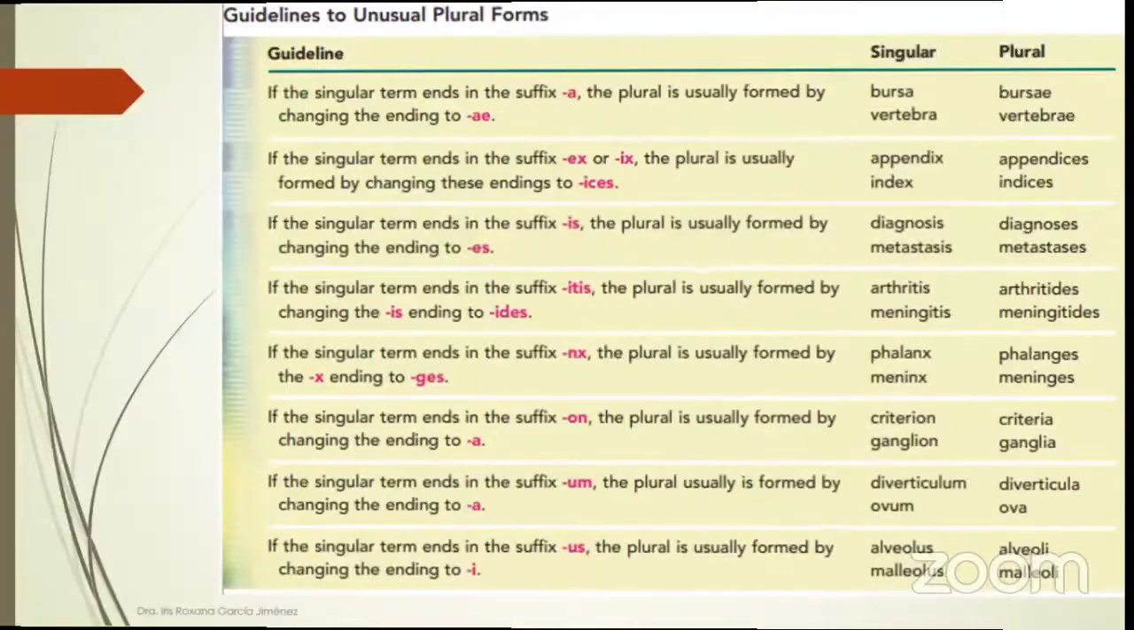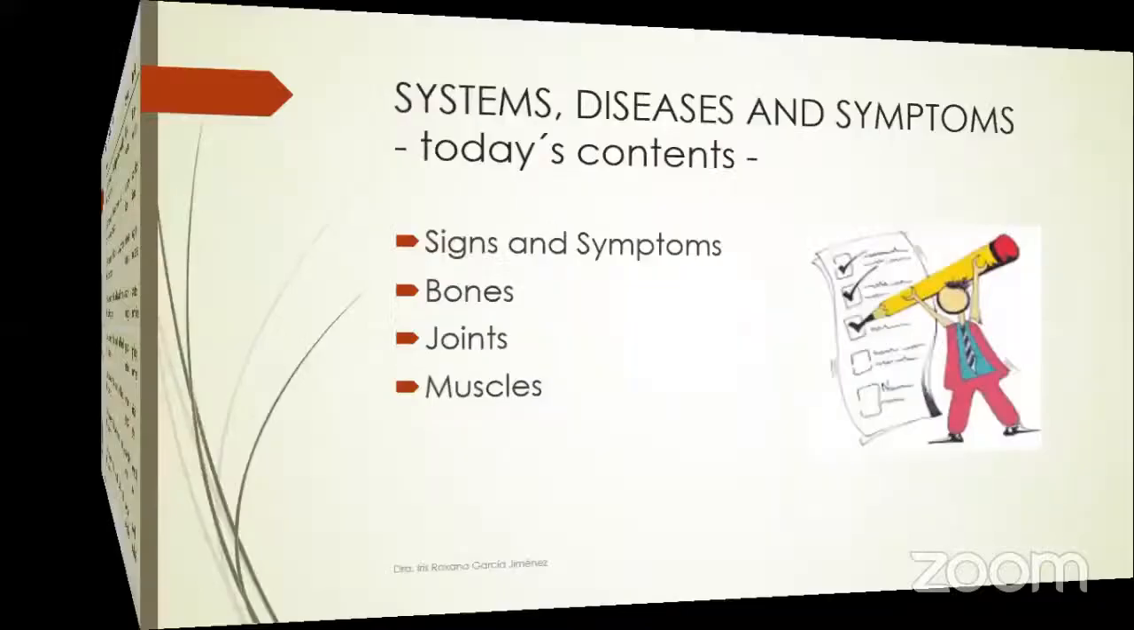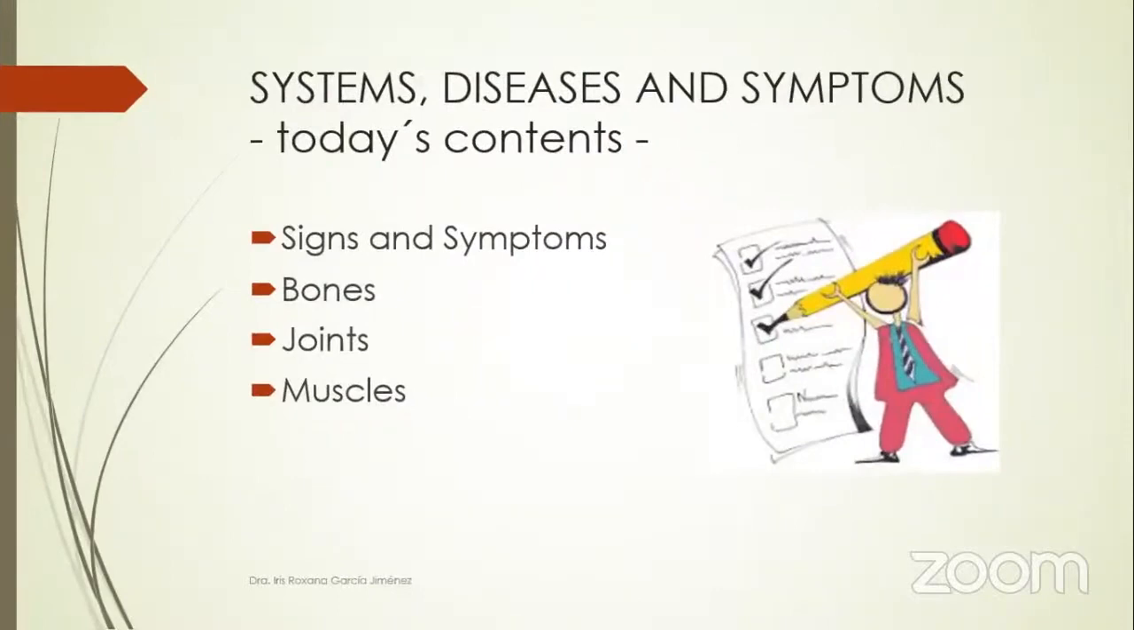As I was telling you, well, this is just an introduction, the most general ideas, the most important in my opinion. And now let's go to the topics that we must study today. Our content is signs and symptoms, a very general view of this, the general signs and symptoms for almost all the diseases we must consider, all the topics we have to check. And we start with systems: bones, joints, and muscles.